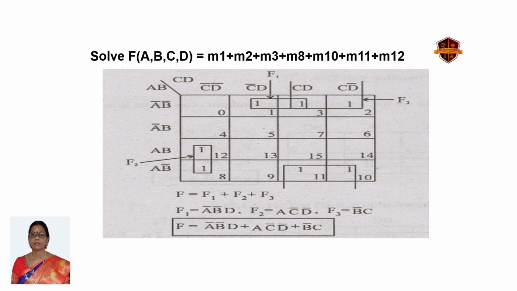So how do you write the term for this F3? Here you see the first row and last row. A bar, B bar is common, so it is B bar. And if you take CD and CD bar, C is common. So it is B bar, C. Thus the function is obtained with 3 terms, A bar, B bar, D plus A, C bar, D bar plus B bar, C. This is another way of grouping the adjacent ones.